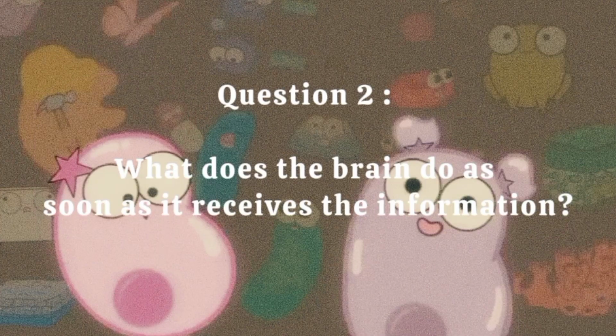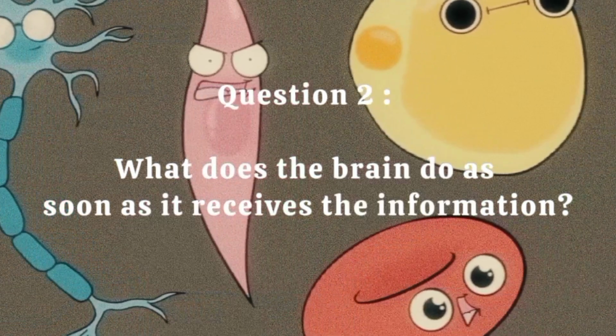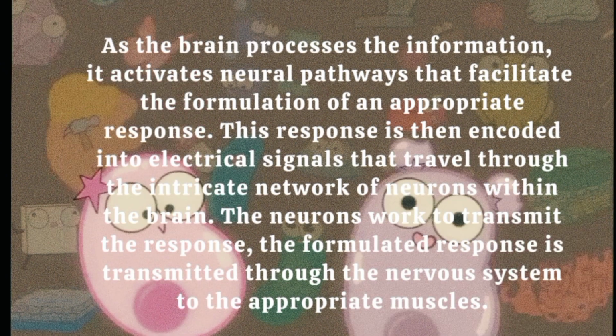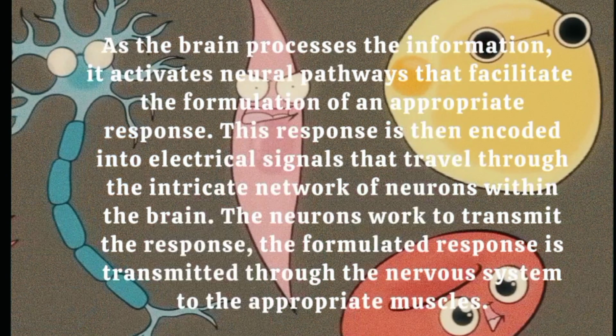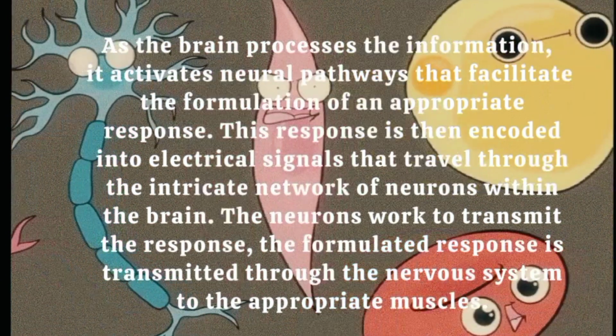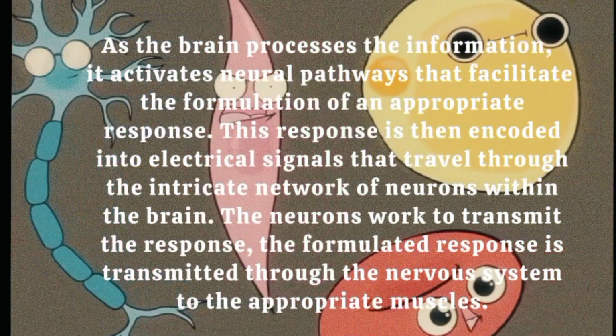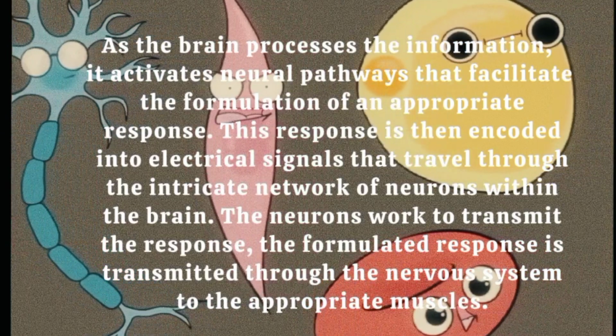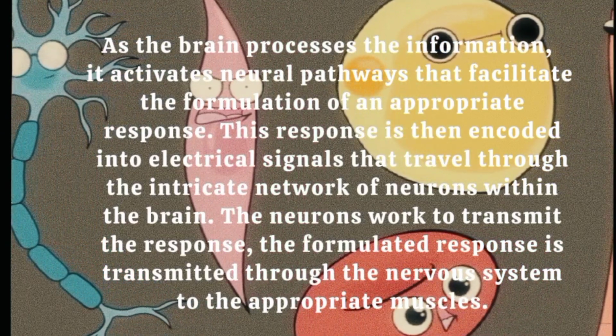What does the brain do as soon as it receives the information? It processes the information. It activates neural pathways that facilitate the formulation of an appropriate response. This response is then encoded into electrical signals that travel through the intricate network of neurons within the brain. The neurons work to transmit the response. The formulated response is transmitted through the neuron system to the appropriate muscles.